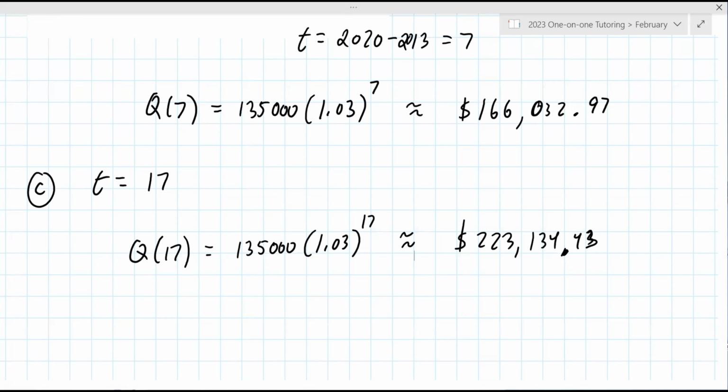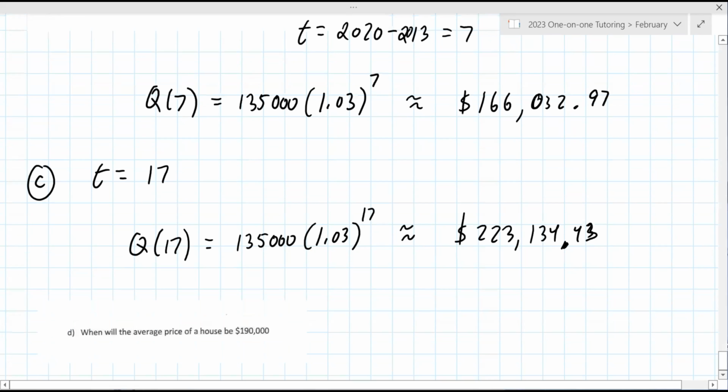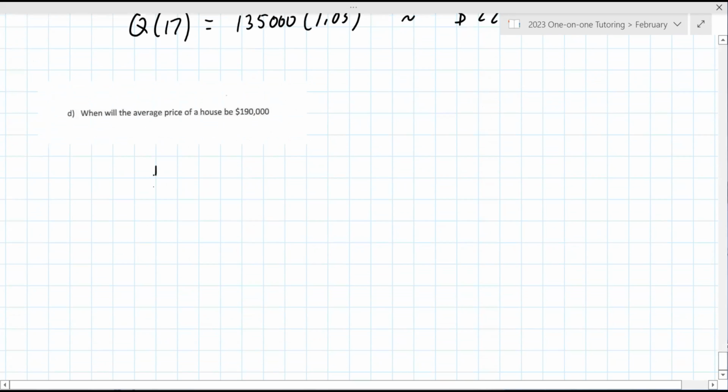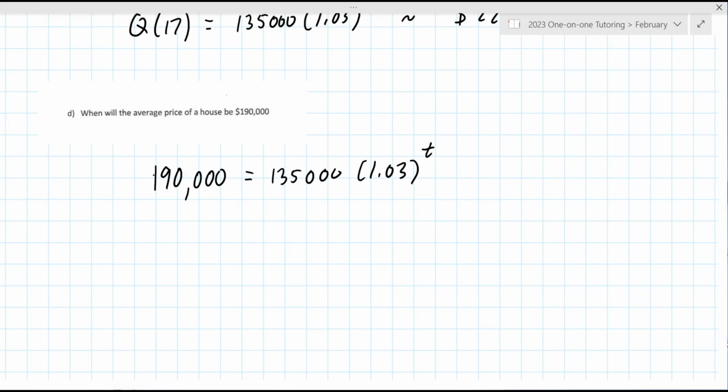Okay. All right, so part D, they want to know when the house will be 190,000. So that's Q. They're giving you the Q of X value: 135,000 times 1.03 to the power of T. Have you guys covered logarithms in this class? No. Okay, so here's what I would do.